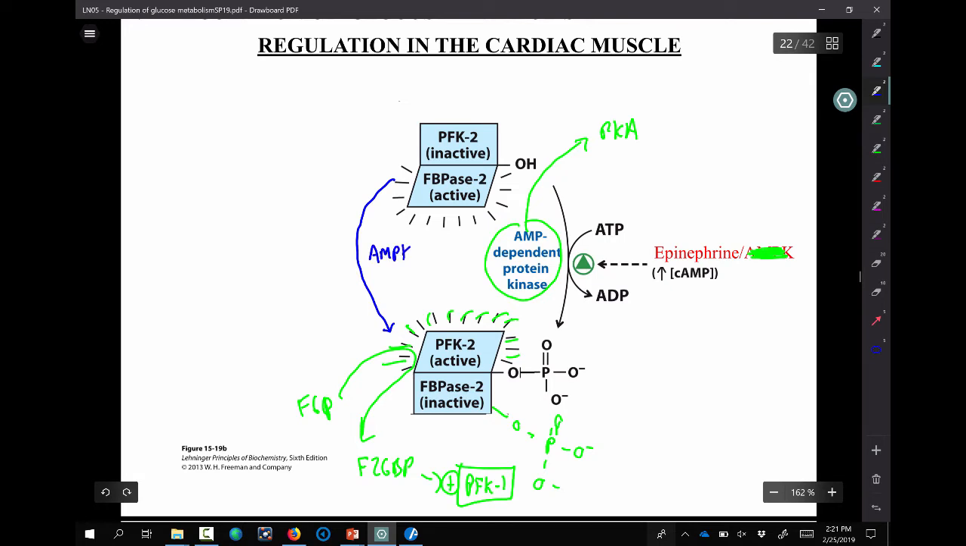AMPK is what it commonly goes by, and this could also be considered AMP-activated kinase. That would be another name for it. So AMP-activated kinase, or AMPK, is a really important regulator of metabolism, in particular of catabolism. As the name suggests, it is activated by the molecule AMP, which is a breakdown product of ATP.